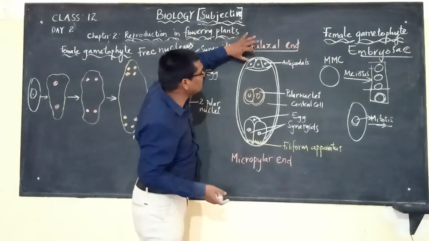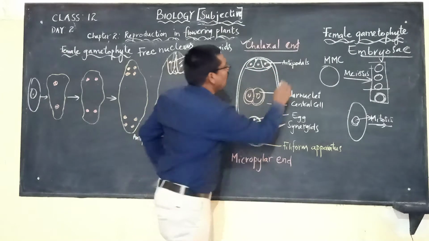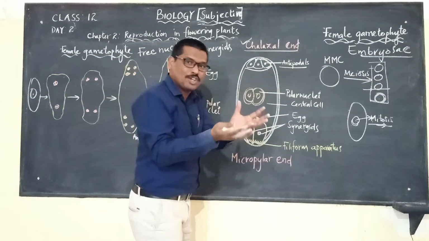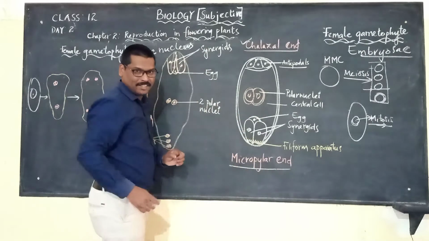At the base of the ovule, which is called the chalazal end, we see 3 cells called antipodals. And another 3 cells which are enclosed by the cell wall are present at the micropylar end.